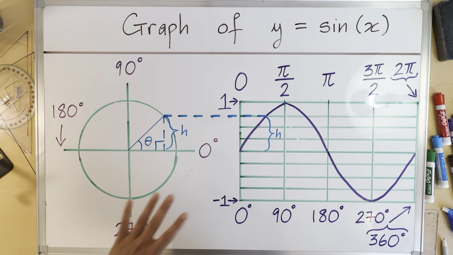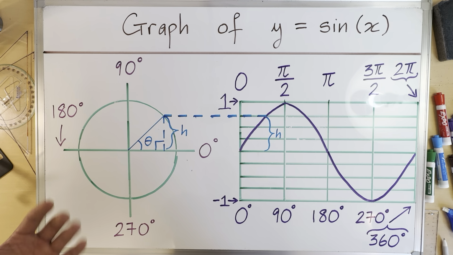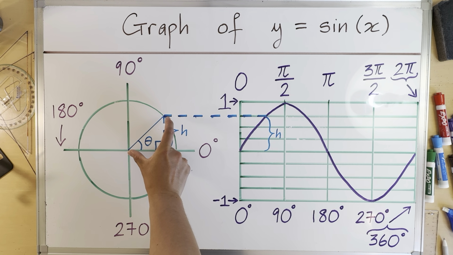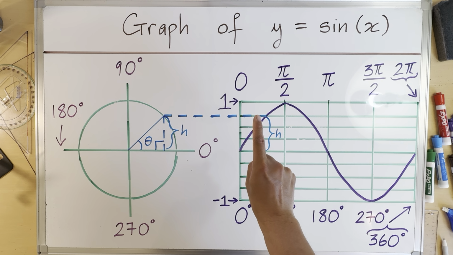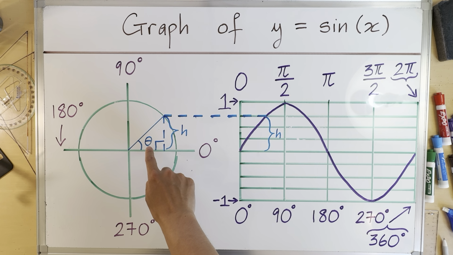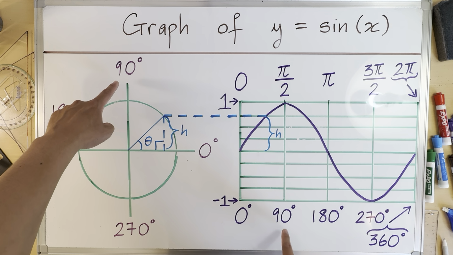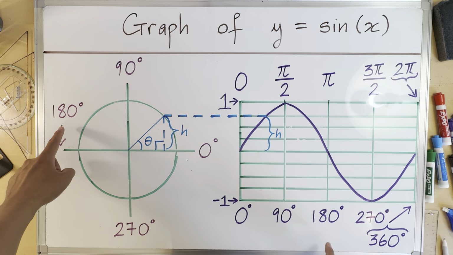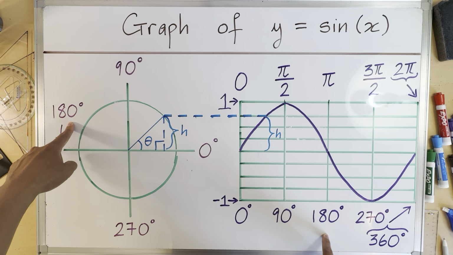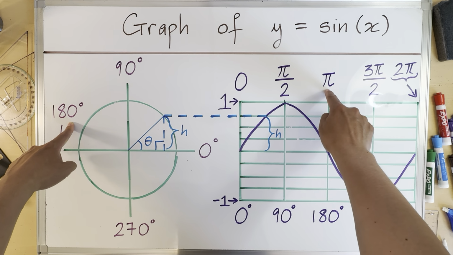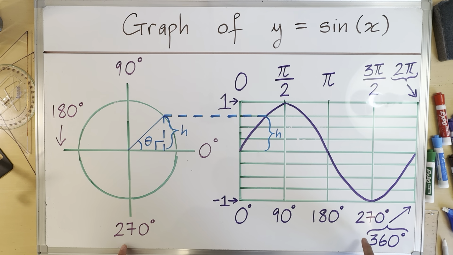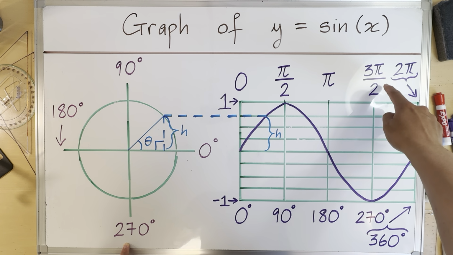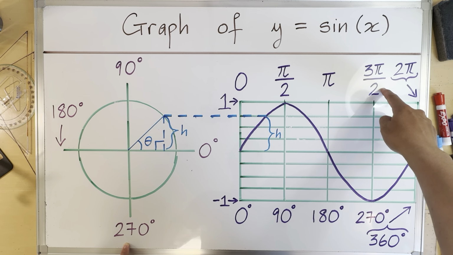So if we take a look at this picture right here, we've got the unit circle with a radius that is exactly 1 unit in terms of length. We also have an angle theta right here. We have 90 degrees, which is the same thing as pi over 2 radians. We have 180 degrees, which is exactly the same thing as pi radians. We have 270 degrees, which is the exact same thing as 3 pi over 2 radians.